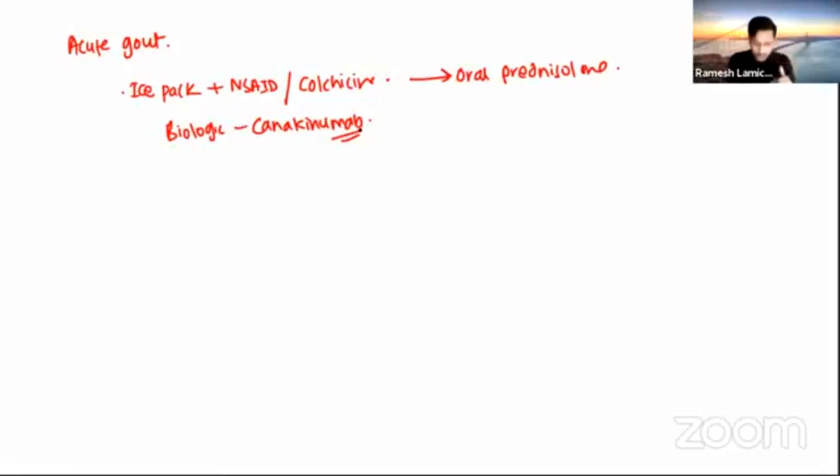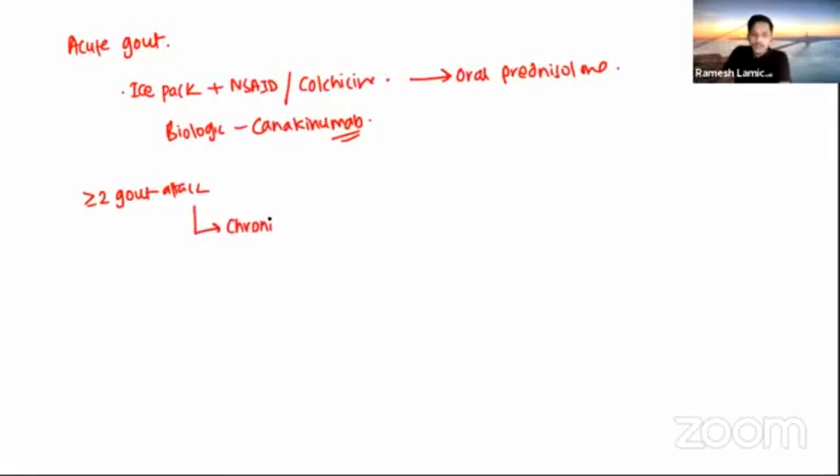Now come, how do we do chronic management? Suppose the patient is having recurrent gout. So if the patient is having two or more gout attacks, or any evidence of bone or joint damage, or is associated with renal disease like nephrolithiasis, what will you do? Then we treat it as chronic management. So how do we do chronic management?